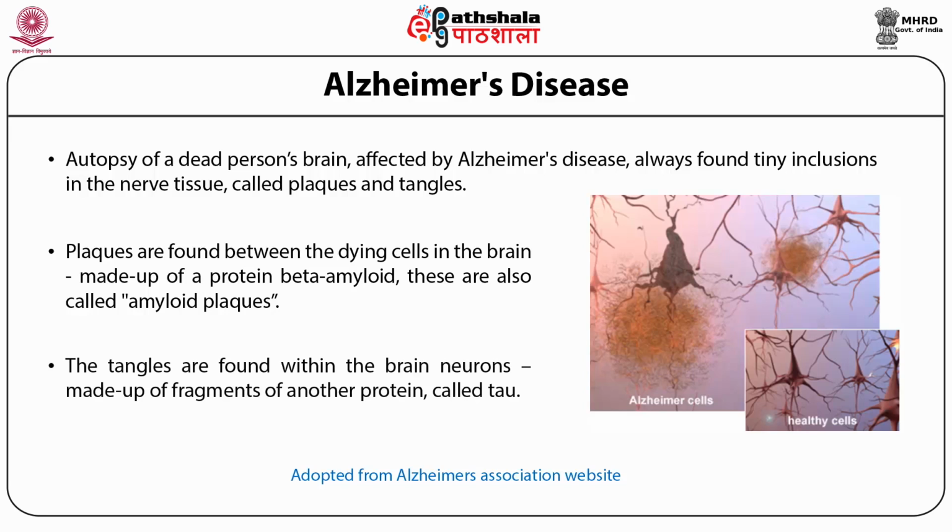Whereas the tangles are found within the brain neurons, and are made up of fragments of another protein called tau. So these two are made up of different proteins, and their location is also different. The amyloid plaques are between the dying cells, and the tau tangles are found inside the neuronal cells.